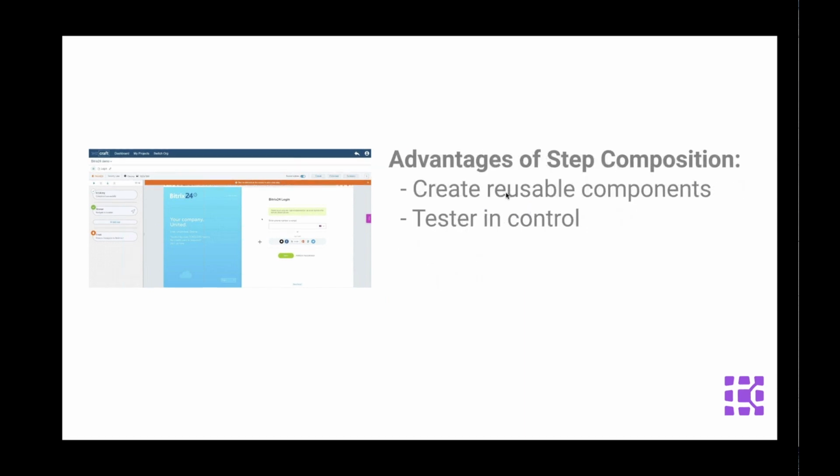Now, some of the advantages of step composition is you can create reusable components. So you can say, I want these 3 steps to be the login steps, and then I want to piece that together with the checkout function. That is a very nice capability within step composition. And in comparison to the bots, it starts to put the tester in control of composing or authoring the test case or the test script, which you didn't have in the bots approach.